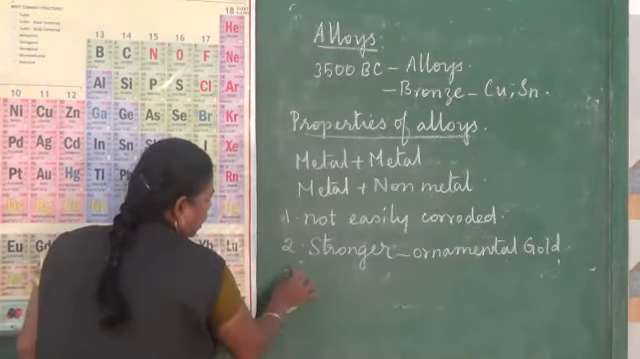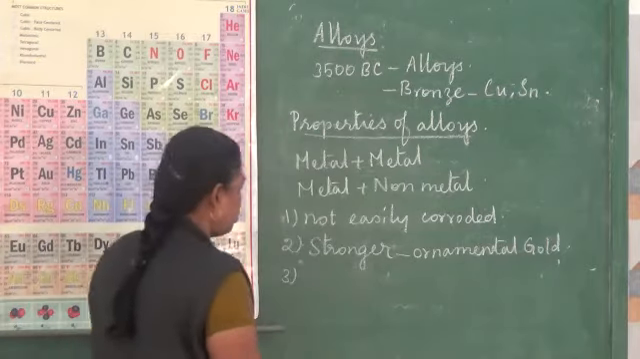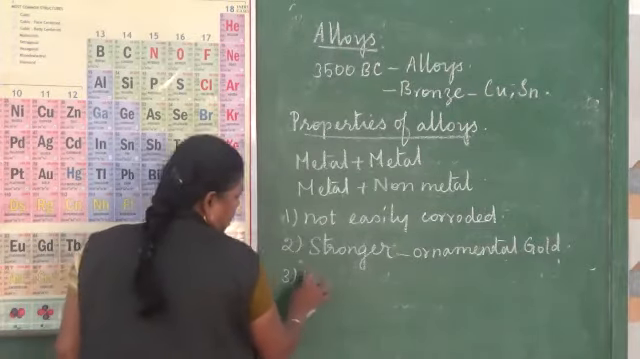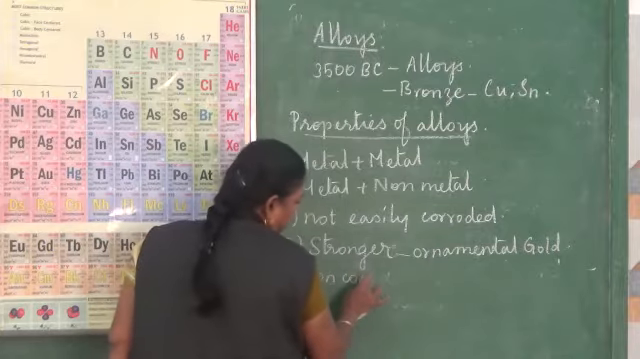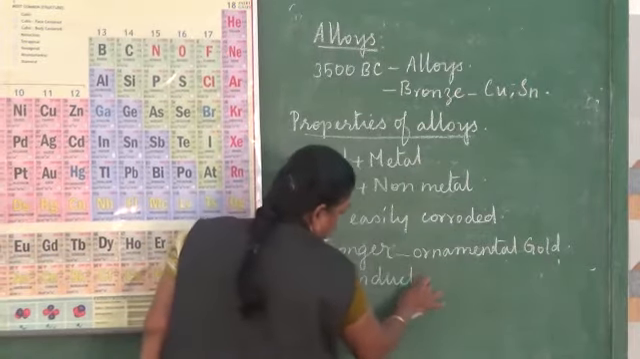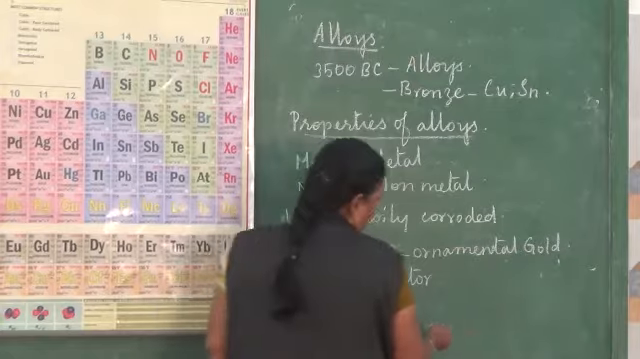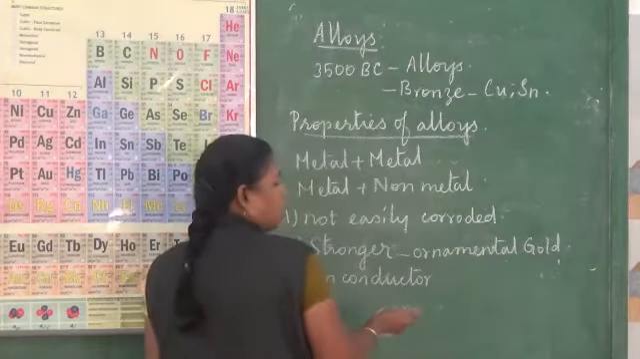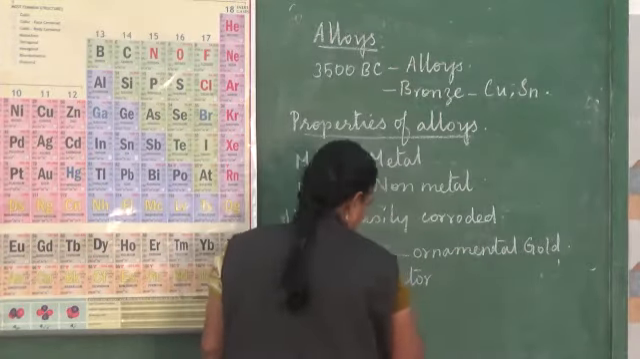And the third property, alloys are non-conductors of heat and electricity. They will not conduct heat and electricity, or only to a little extent.